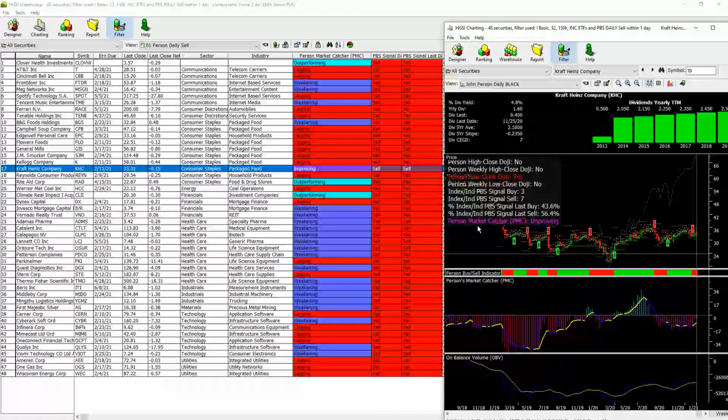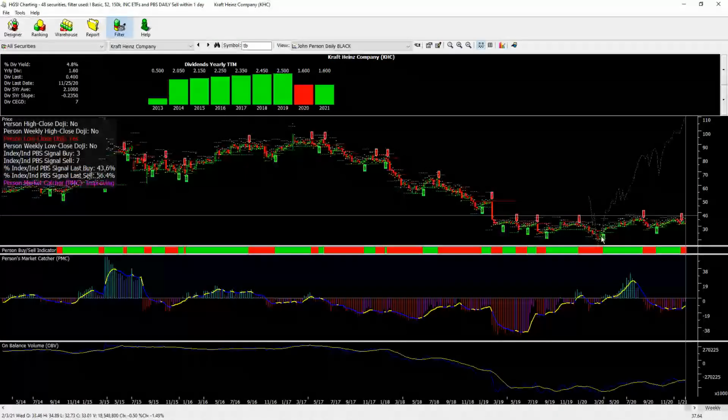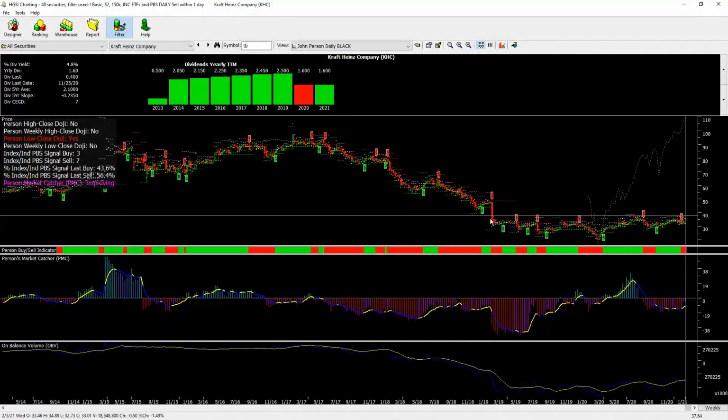We were in that stock. I did lose money, about 5%. We got stopped out right around here. I have not gotten back in the stock. I wanted to bring this to your attention because it is one that I'm eyeing.